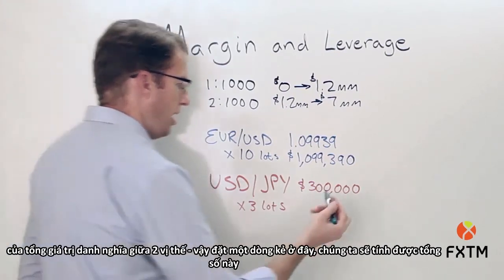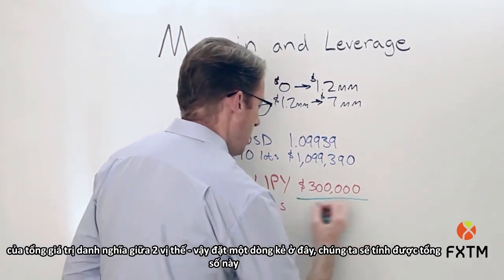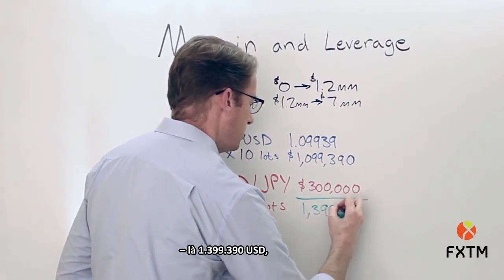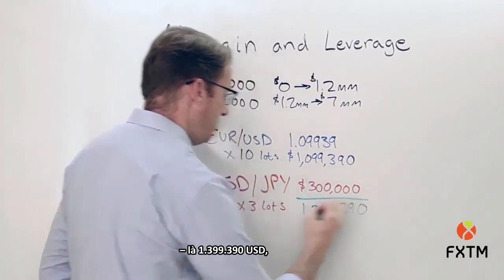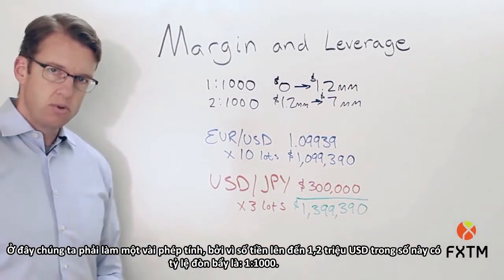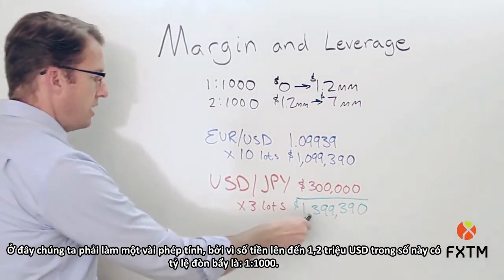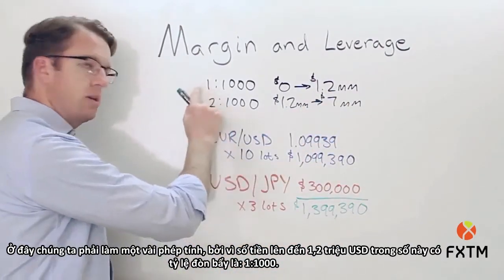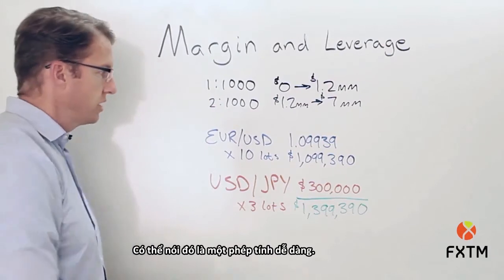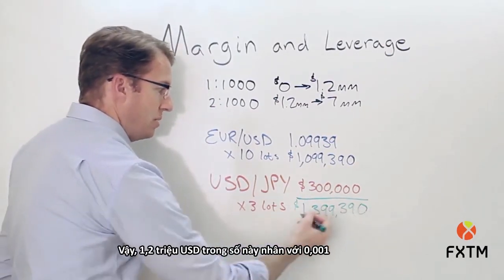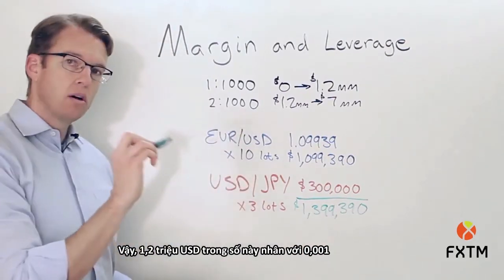So that means we've got a total between the two positions of total notional value. So let's just put a little line here. We're going to sum these, of $1,399,390. So that's the total notional value. Now here's where we have to do some calculation, because we know that of this amount, up to $1.2 million of it is at this leverage ratio, 1 to 1,000. So that's an easy calculation: $1.2 million worth of this times 0.001.